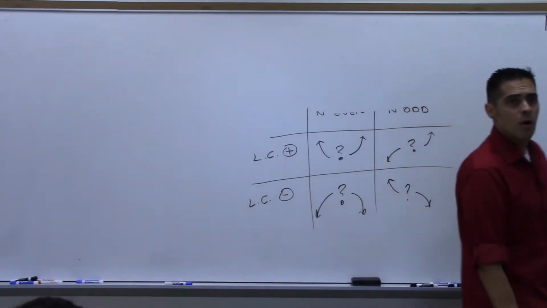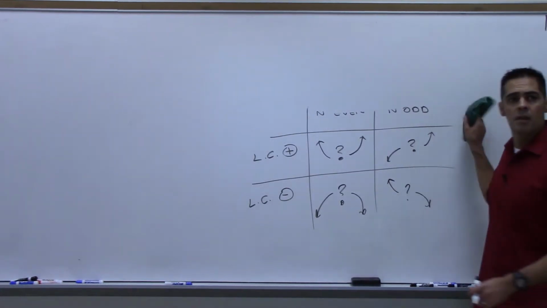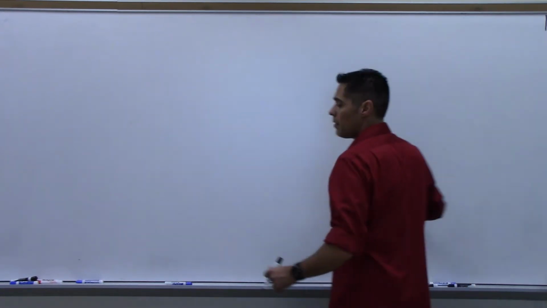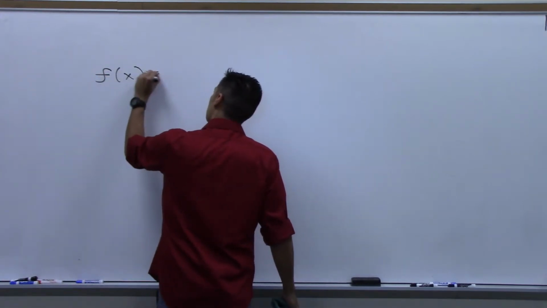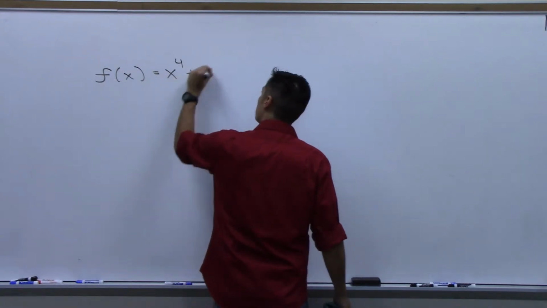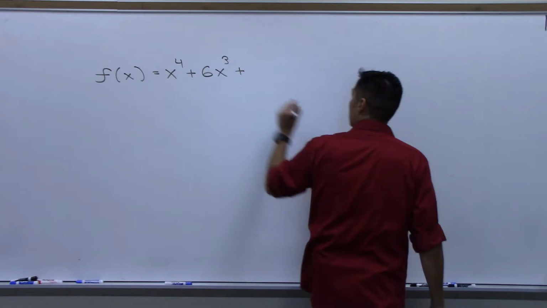So I would like to motivate this by showing you an example here. So I'd like for you to just look at this one. I'm going to write it up on the board here. The function is f of x equals x to the fourth plus 6x cubed plus 9x squared.